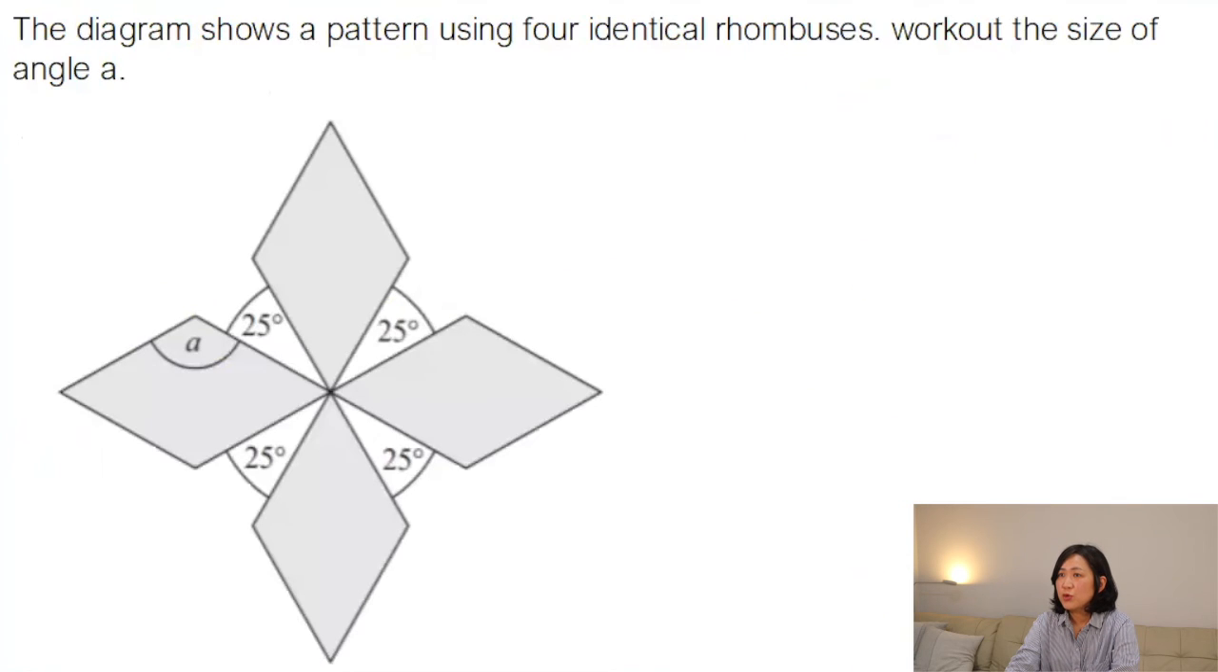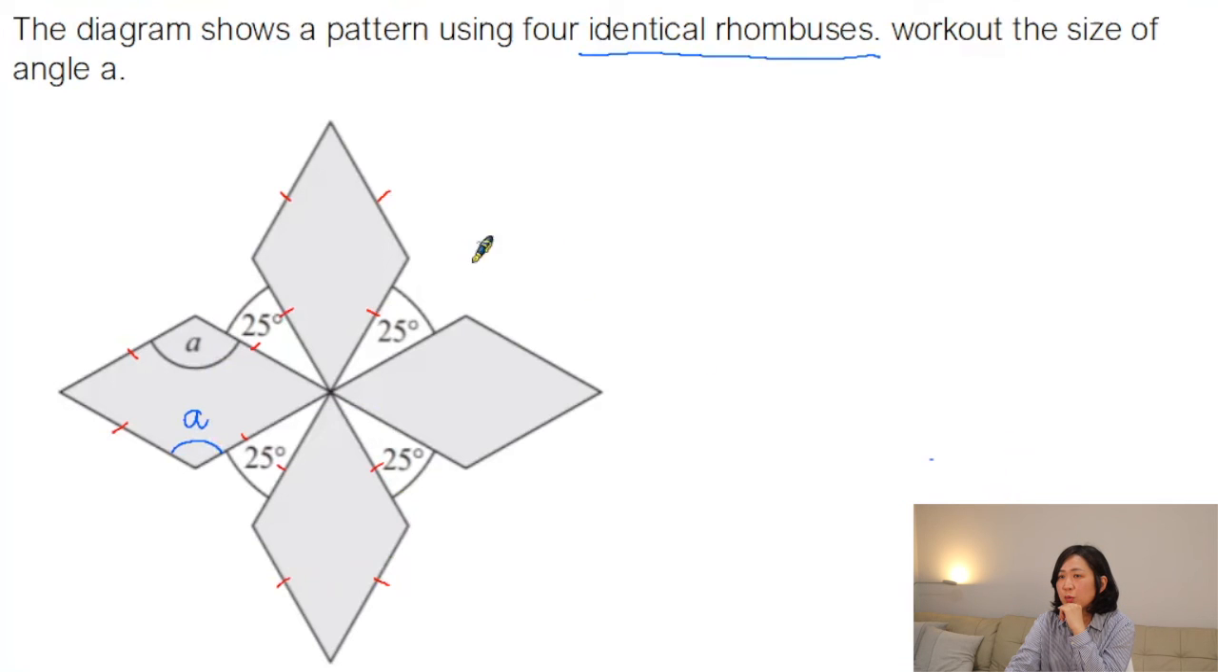Then you have a rhombus. The gray shape is a rhombus. Then you put the rhombuses together. Now what do you know about a rhombus? A rhombus has 4 equal sides. Let's mark all the sides of the rhombus as the same. Then what else do we know? We know that opposite angles of a rhombus are equal. So we can say two opposite angles are equal. Then what else can we do?